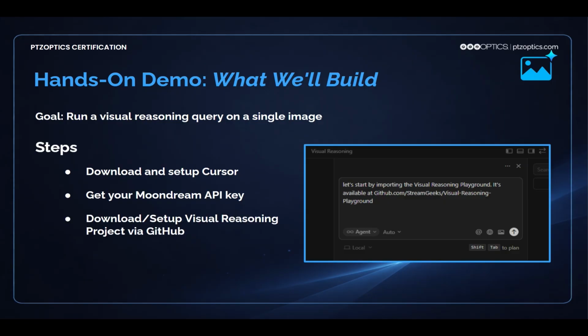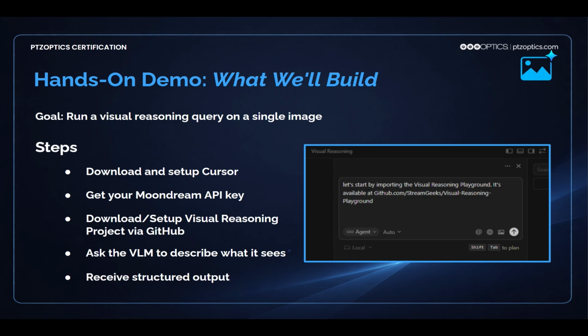You're going to download and set up the Visual Reasoning project via GitHub. This is going to be awesome. You're just going to type into Cursor, "Hey, I'm ready to get started. Let's import the Visual Reasoning Playground, available at github.com/streamgeeks/visual-reasoning-playground." It's literally going to download it for you, set it up for you, and then you're going to be able to run that locally.